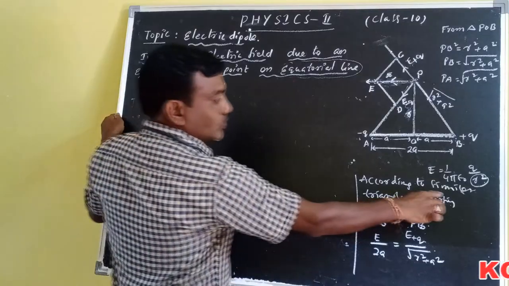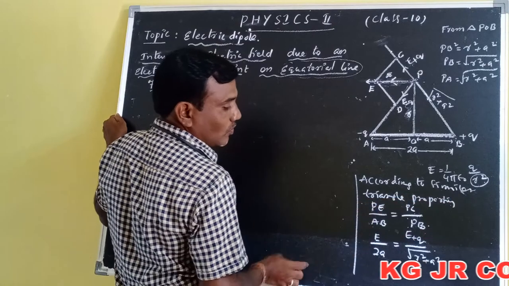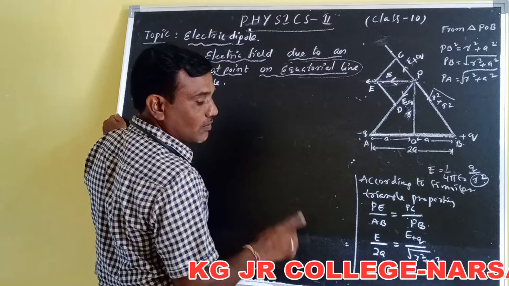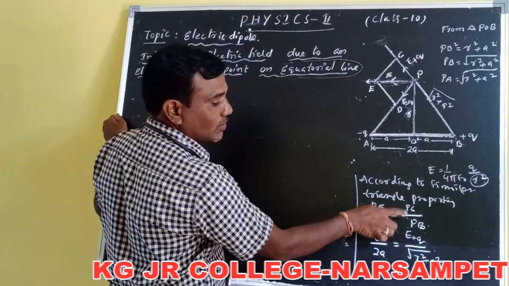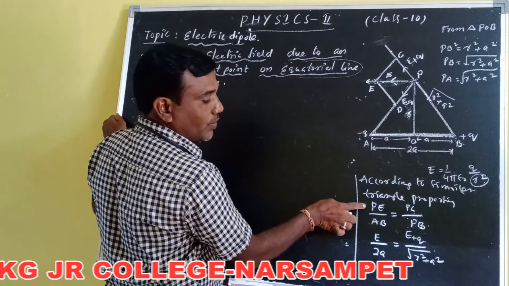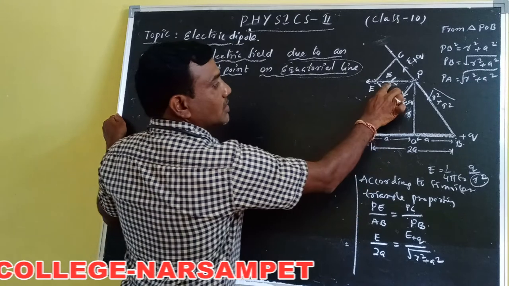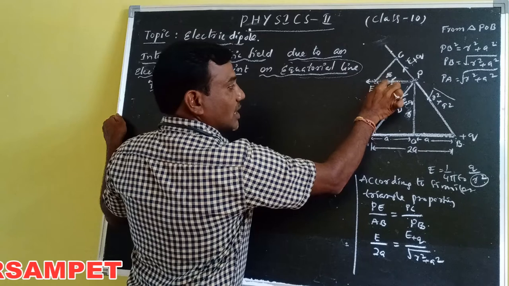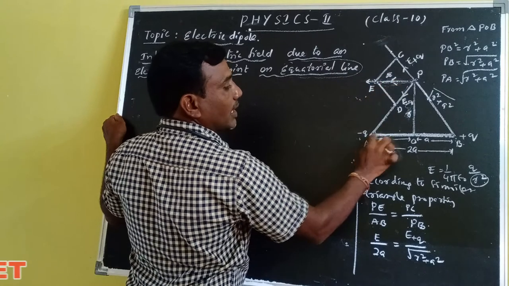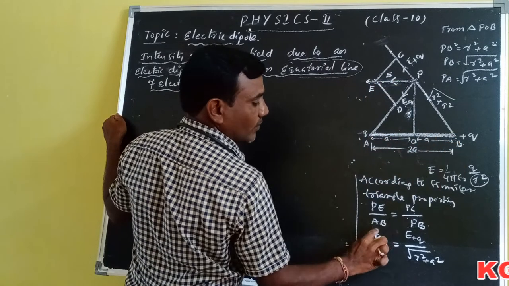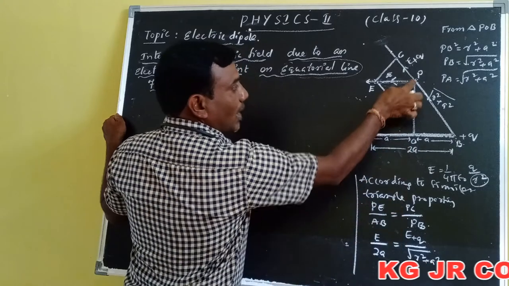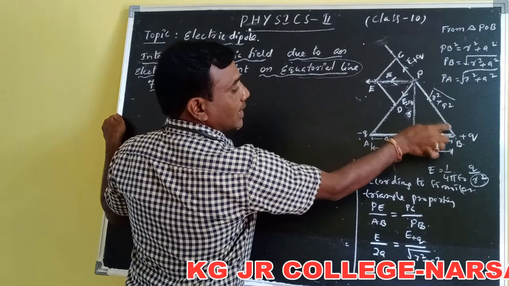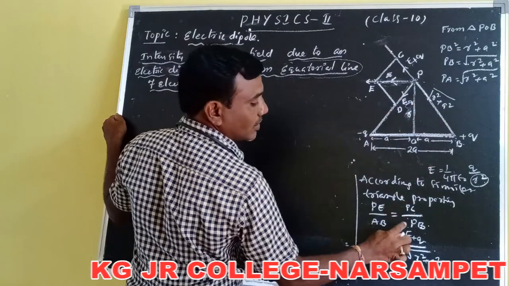Now according to the similar triangle property, what is the formula? The ratio of all sides of equal triangles is equal. Then PE by AB is equal to PC by PB. Now here, PE means this side of this triangle. At the same time, AB is the equal side of the other triangle. And PC is the equal side of the other triangle. What is PB?